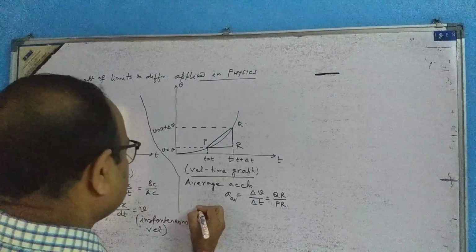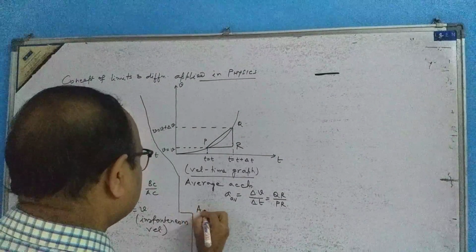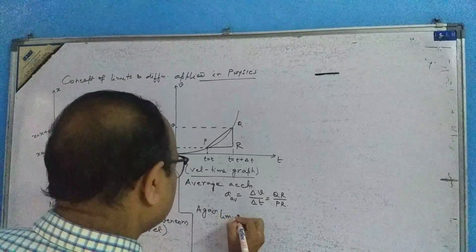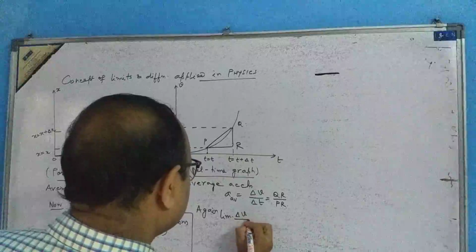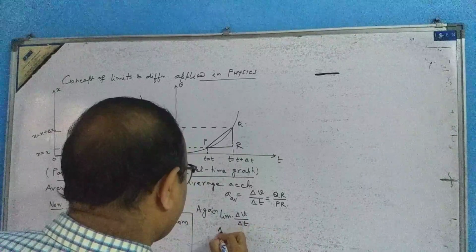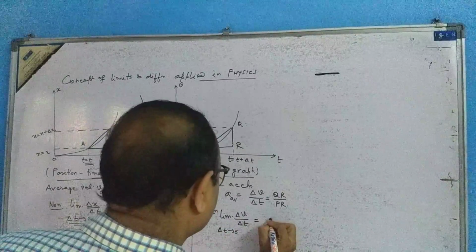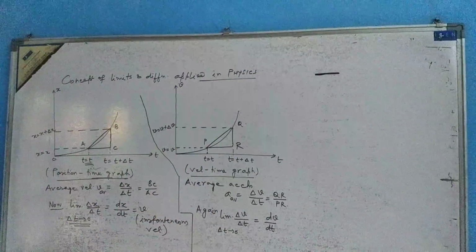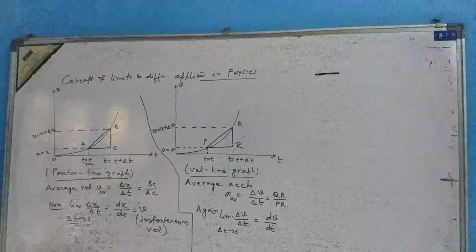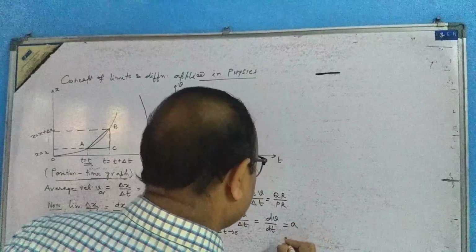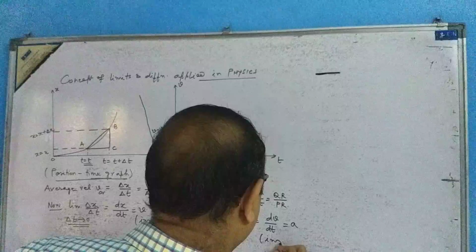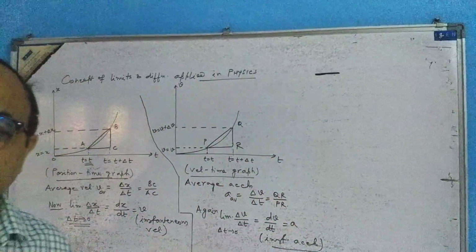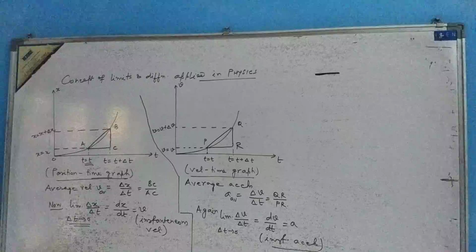And again, here I write the limit of delta V by delta T as delta T tends to 0. Will it be written as dV by dt? Okay, and dV by dt is equal to a. What is this called? It is called instantaneous acceleration.